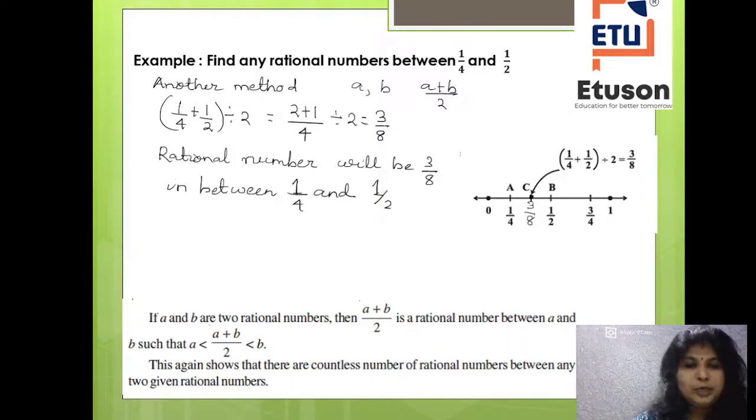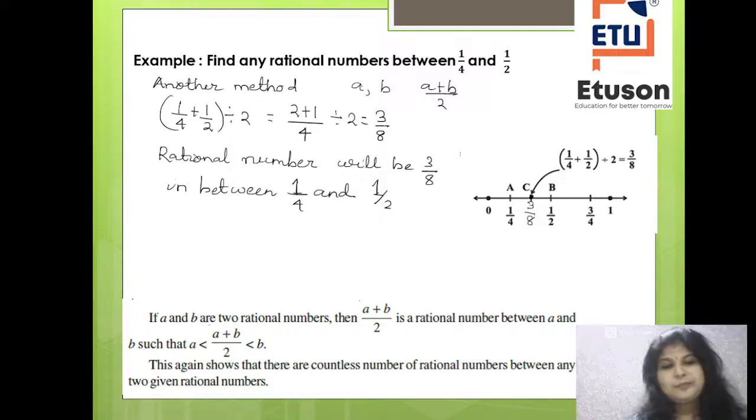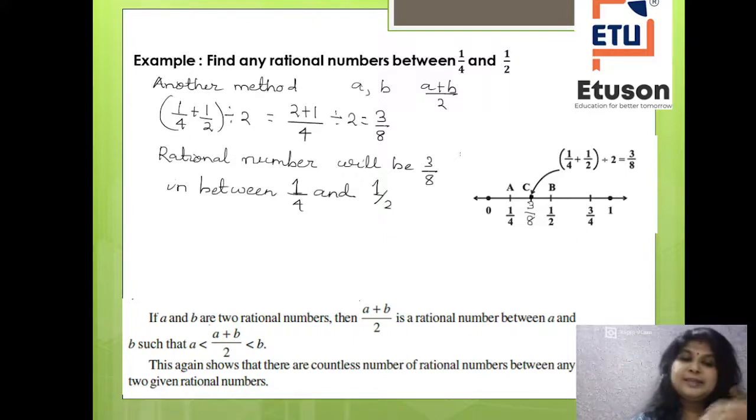So what formula have you basically used here? If a and b are two rational numbers, then (a+b)/2 is a rational number between a and b, such that a is less than (a+b)/2, and (a+b)/2 is less than b. So this again shows that there are countless rational numbers between any two given rational numbers.